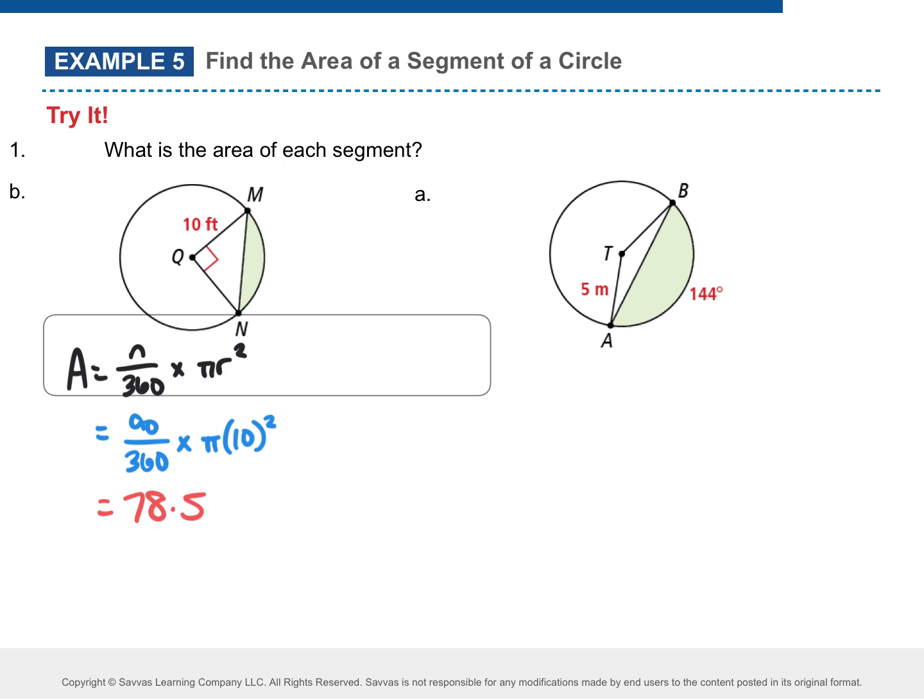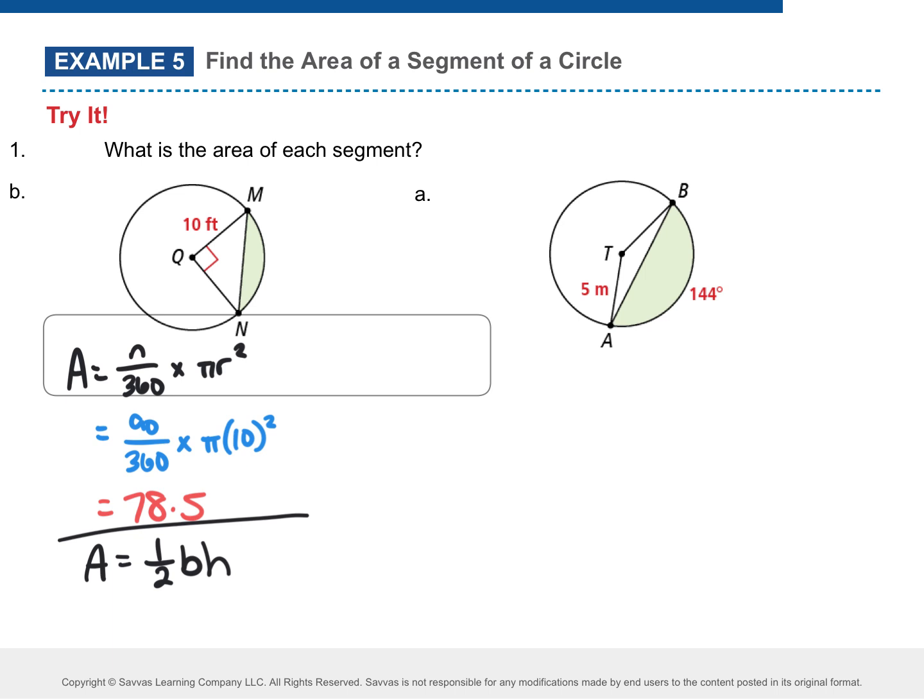Is that my answer? No. What do you think now? Find the area of just the triangle. Why? So you can subtract it and then find that segment. Right. We also know how to find the area of a triangle. What's the basic formula for area of a triangle? 1/2 times base times height.